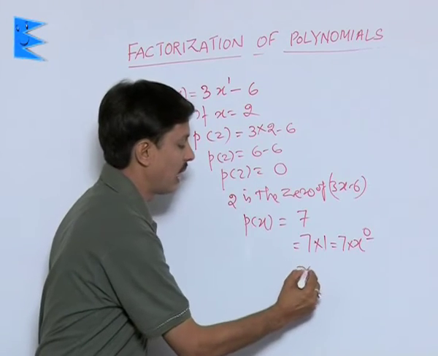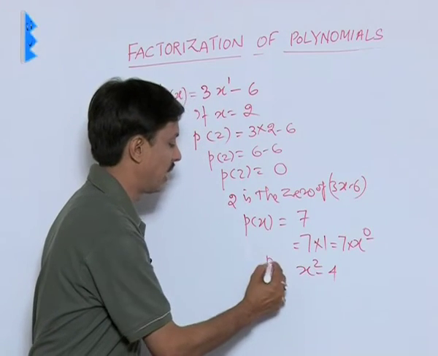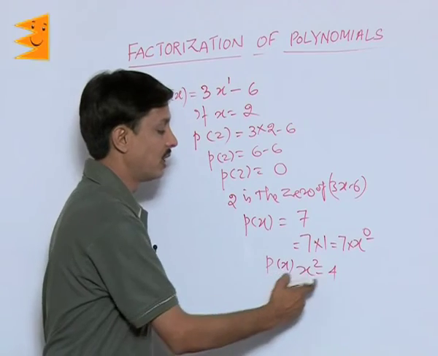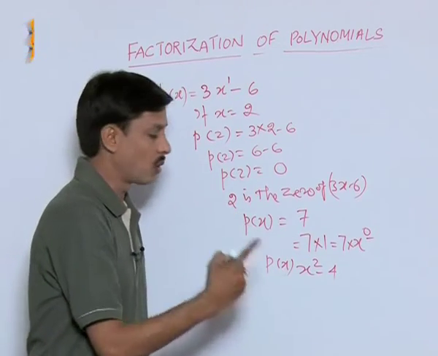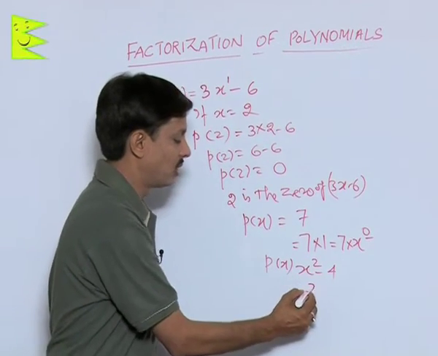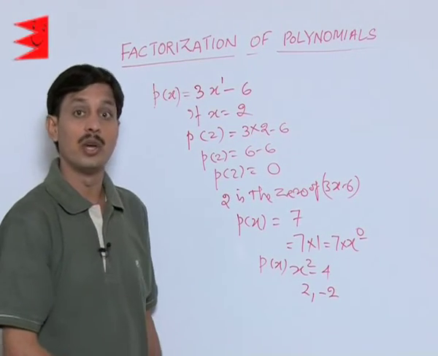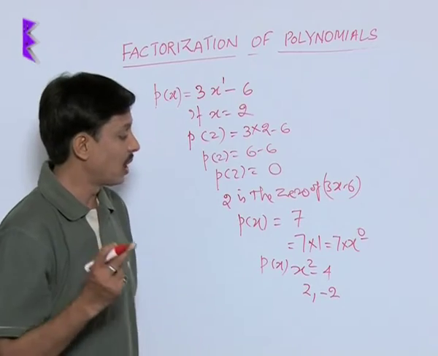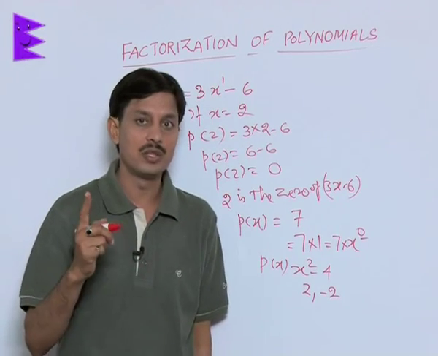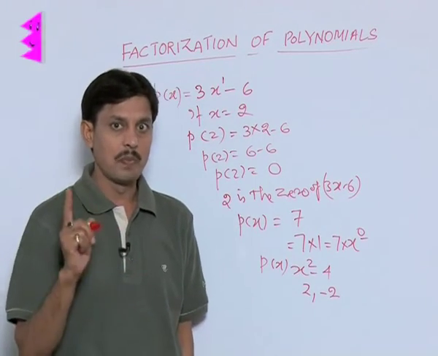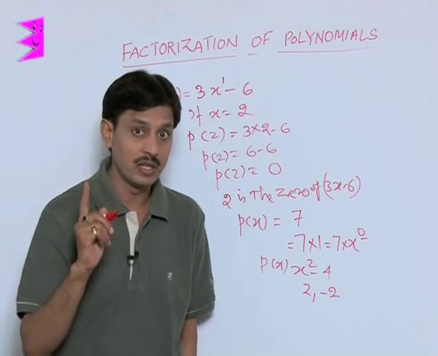If I take x square minus 4, another polynomial, its degree is 2, it's a quadratic polynomial, it has 2 zeros. One of the zeros is 2, another zero is minus 2. If there is a cubic polynomial, it has 3 zeros. If it is a biquadratic polynomial, it has 4 zeros.